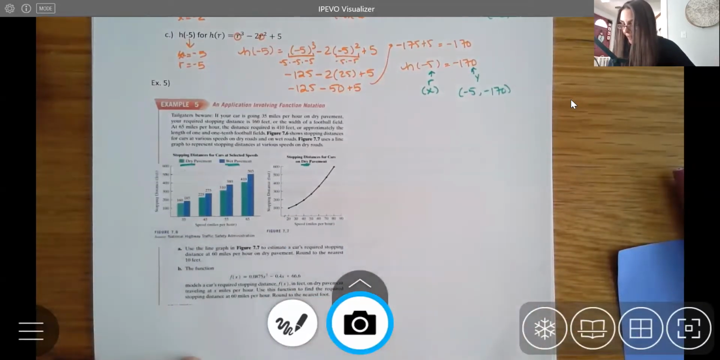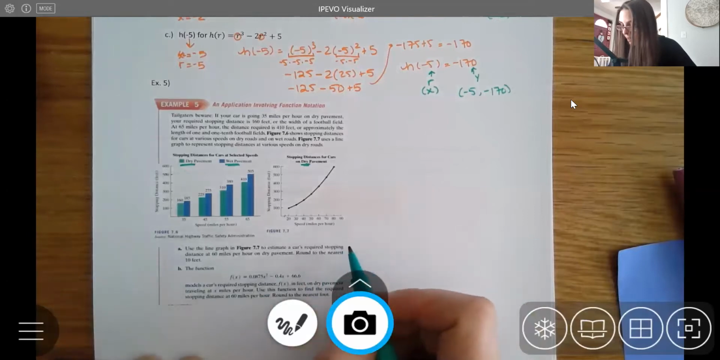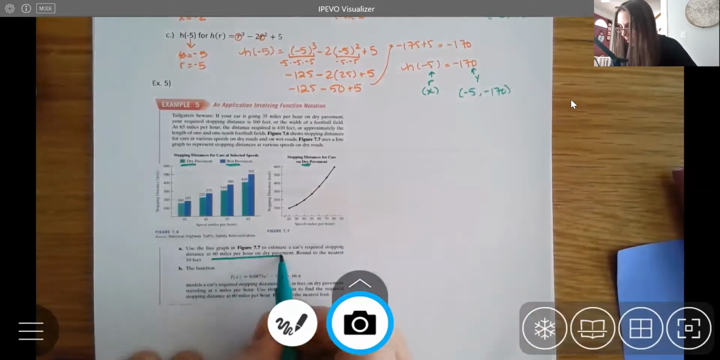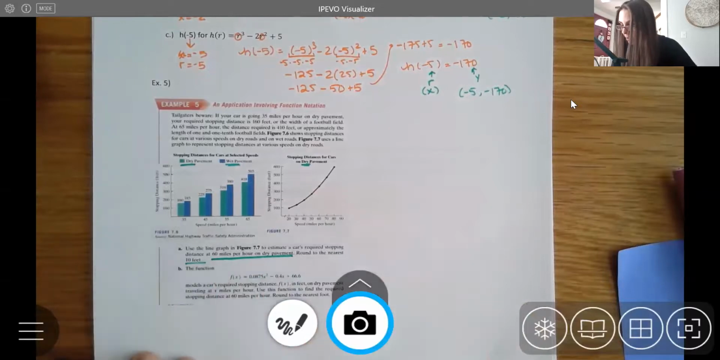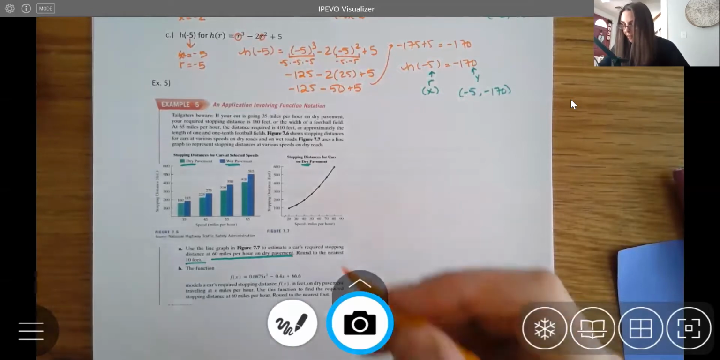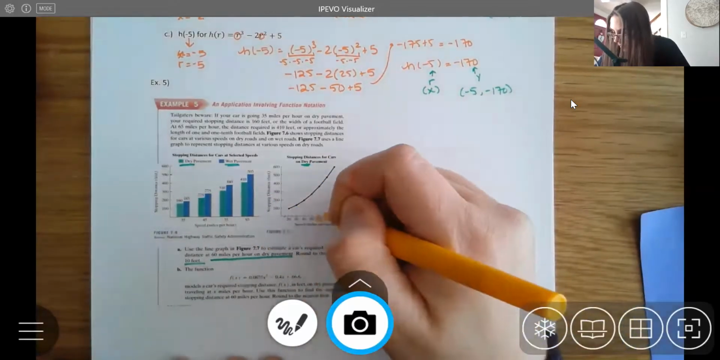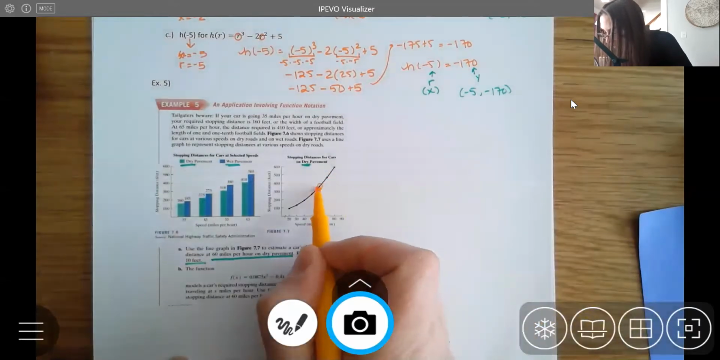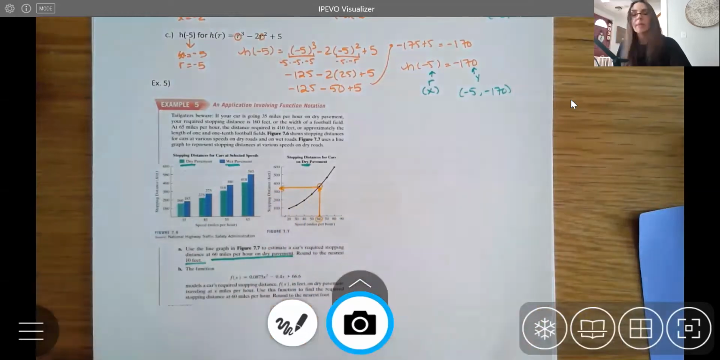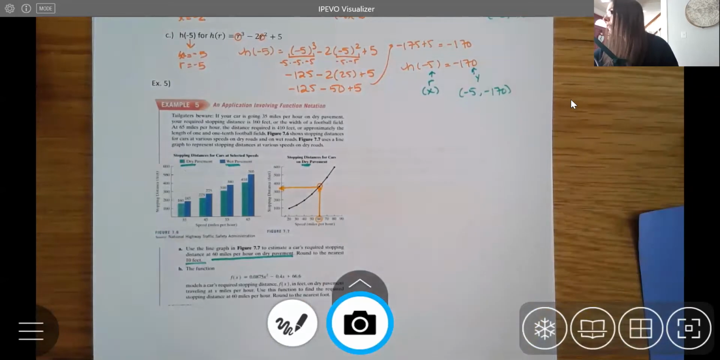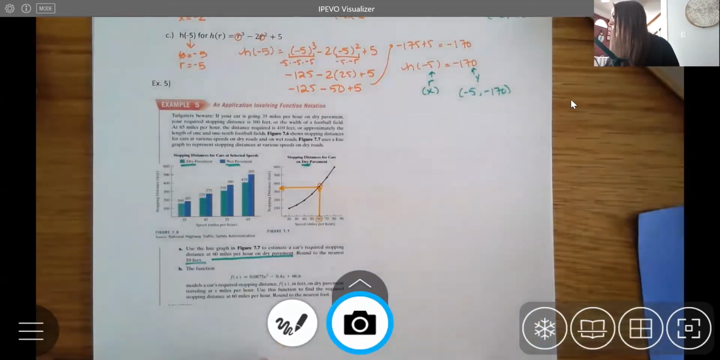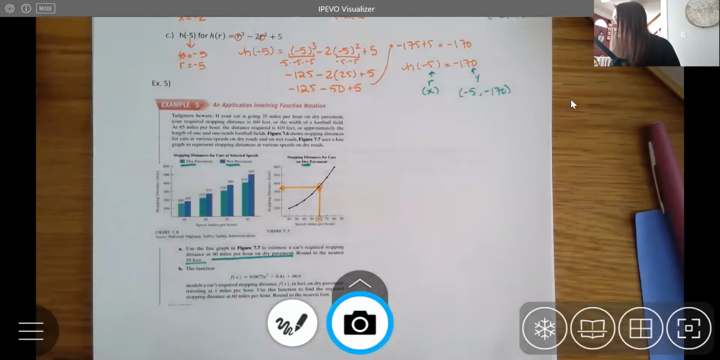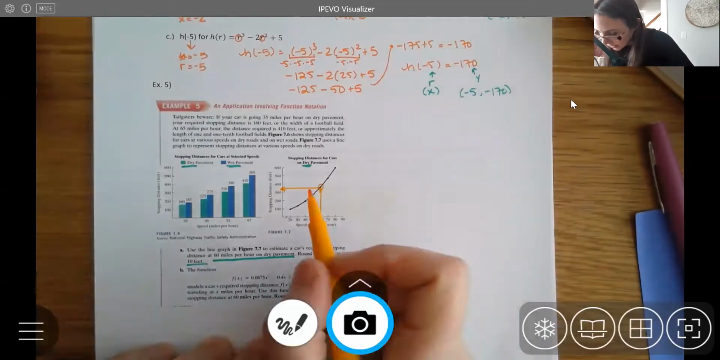Use the line graph in figure 7.7 to estimate the car's required stopping distance at 60 miles per hour on dry pavement and round to the nearest 10 feet. So if I'm looking at my line graph here, I'm looking at 60 miles per hour. If I just go up to this point here and go over, I can get a rough estimate about what this looks like. So it looks like it's pretty much in the middle between 300 and 400. So I would maybe guess about 350 or 360, trying to see exactly where it lines up here.